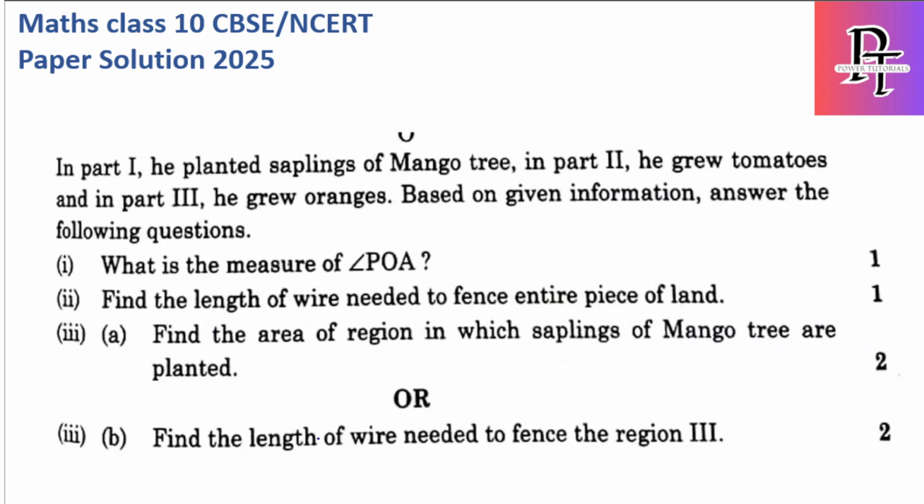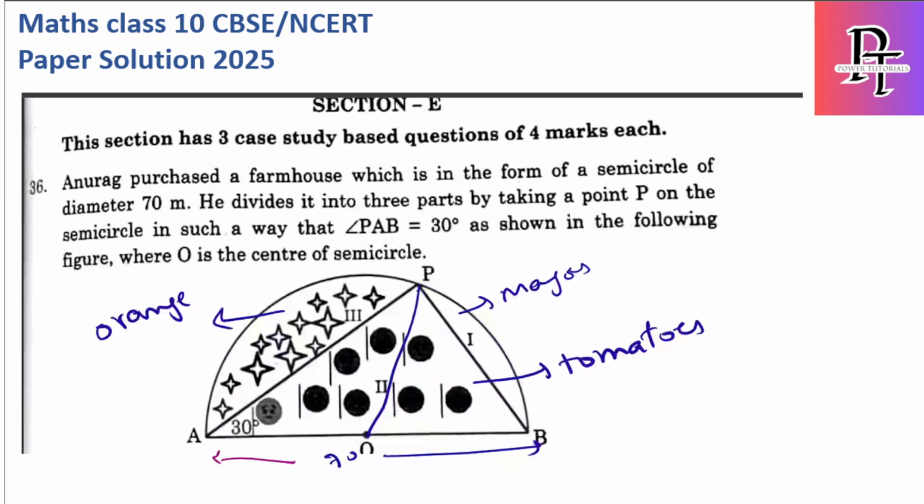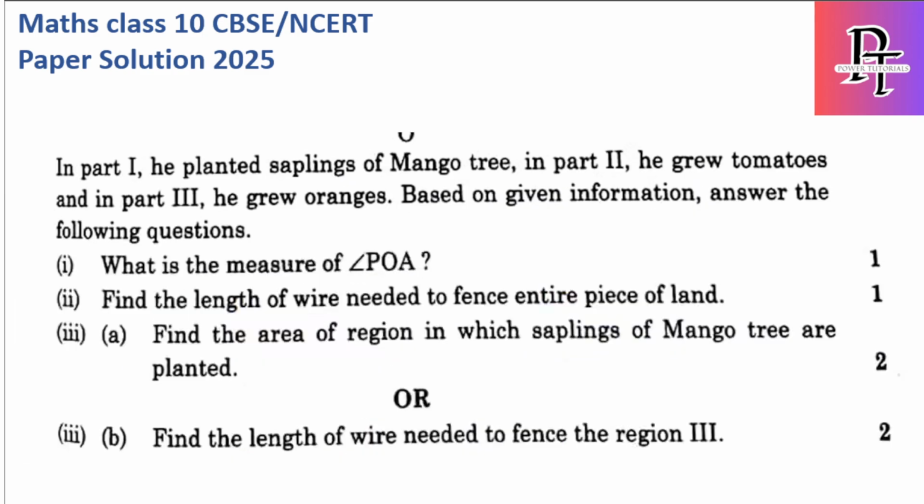And then we have either A or B here. A: find the area of the region where saplings of mango tree are planted. B: find the length of wire needed to fence region 3. If I were in your place, I would definitely choose this one to solve. This also I can solve, but from the exam point of view, I suggest A will be the better option. So let's solve one by one.